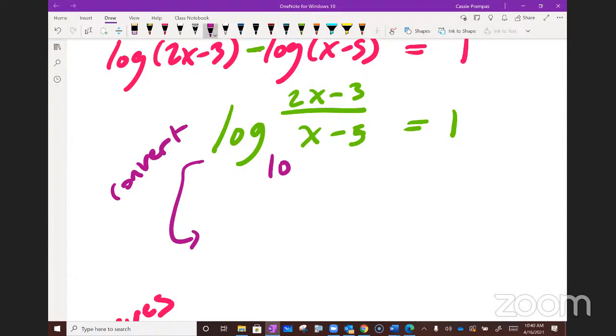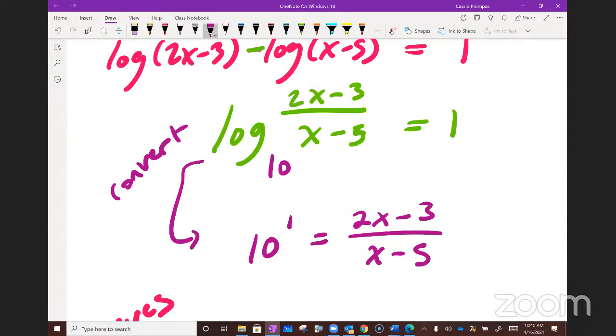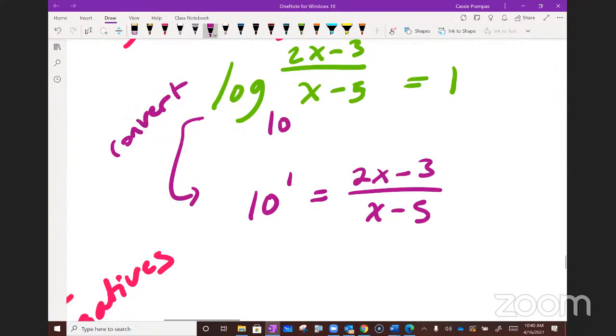So let's go ahead and convert 10 to the first equals 2x minus 3 over x minus 5. You still don't like logs, Sergio? That's okay. Hopefully you know, like Jesus. You do like Jesus? That's good.